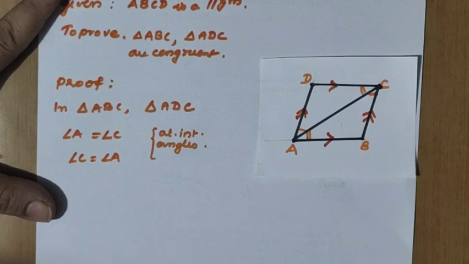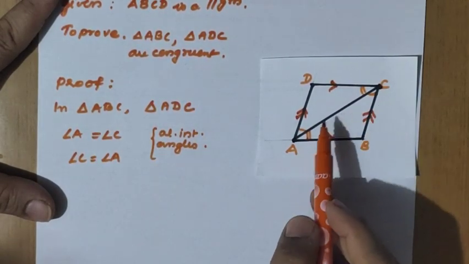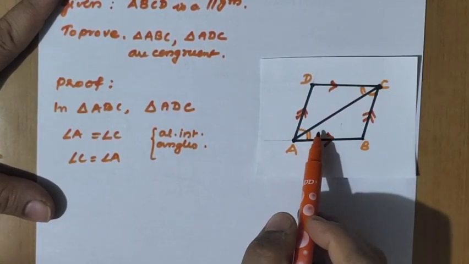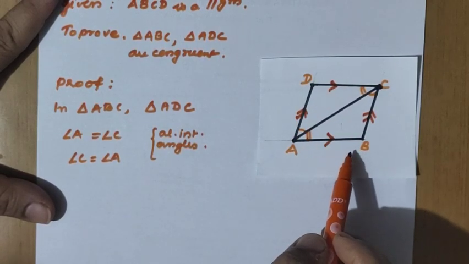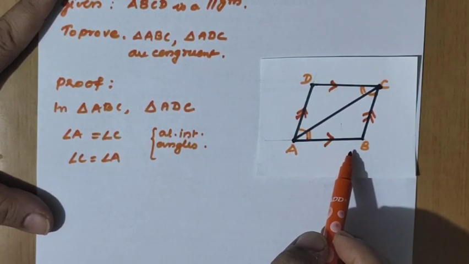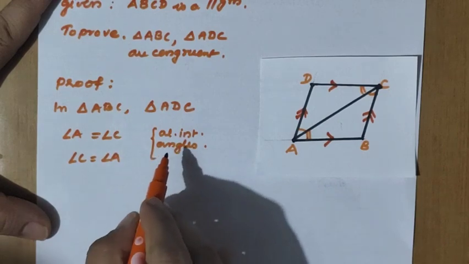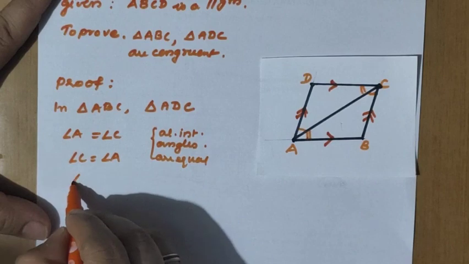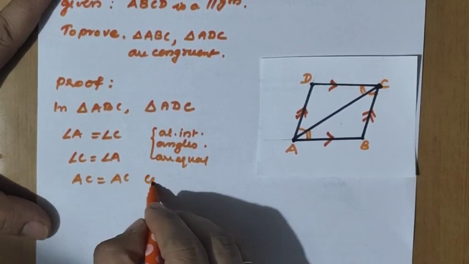Now what about AC? AC is common. ABC means AB, BC, AC. ADC means AD, DC, AC. We don't have the information about whether these two sides are equal or not. Actually we know that it is going to be equal, but we are proving this theorem on the basis of the definition. So we have written that alternate interior angles are equal. Now what is the next point? We should write AC equals AC. So it is common.